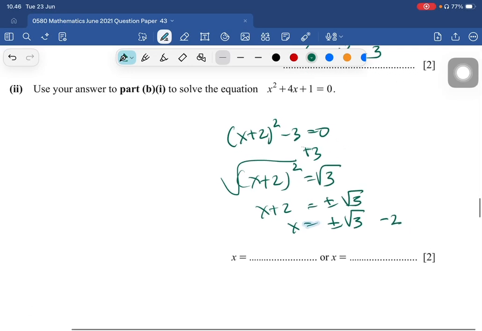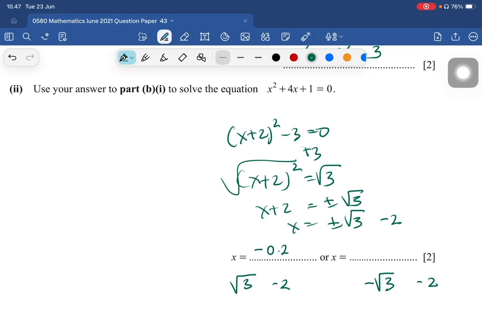So you will get the answer, use a calculator. The first x is going to be square root of 3 minus 2, and another one you will get is negative square root of 3 minus 2. So you can use a calculator, then you will get negative 0.268 and negative 3.73.